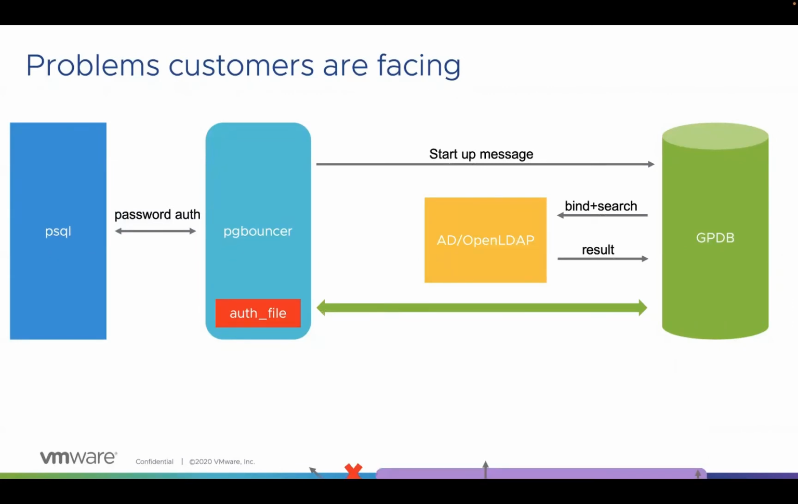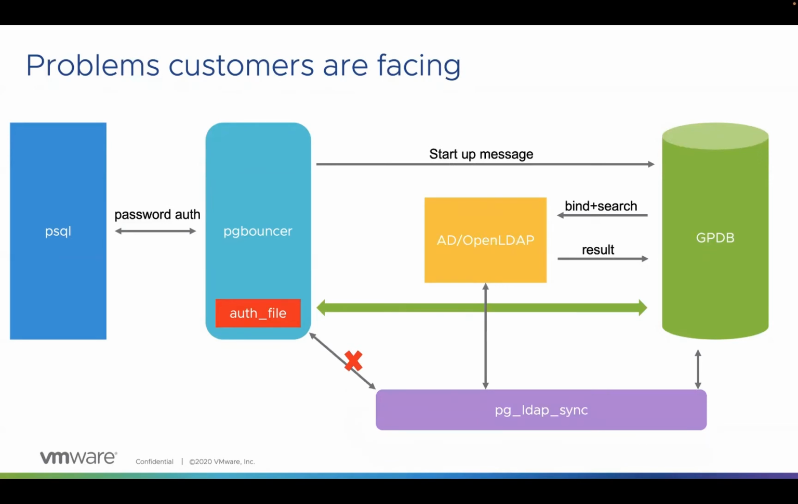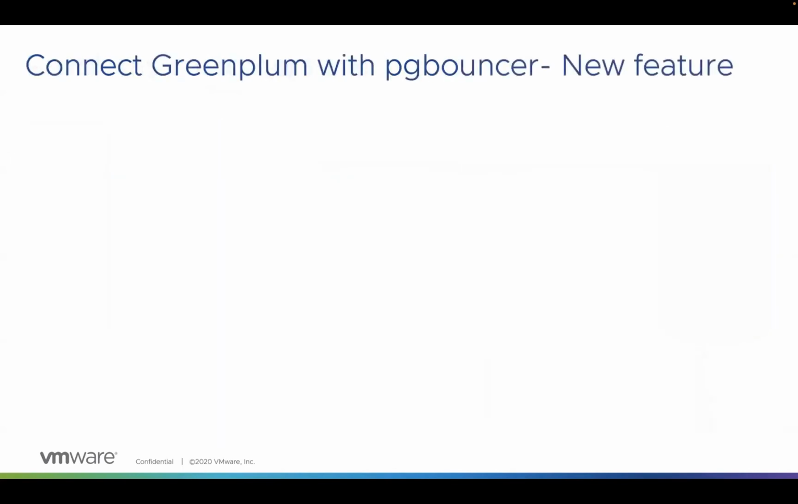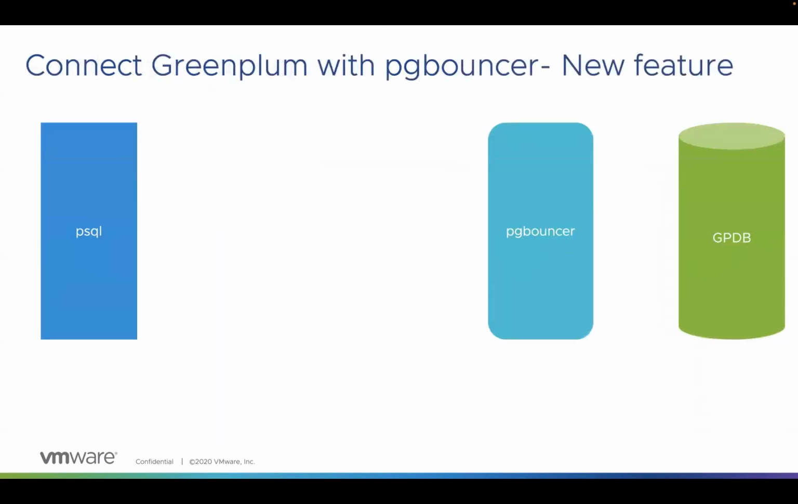In this way, when users want to use the PG LDAP sync tool, they cannot sync the auth file, which is the configuration in PgBouncer. So it is impossible for users to use PgBouncer, LDAP authentication, and PG LDAP sync tool at the same time. The new release of Greenplum 6.22 will publish a new version of PgBouncer, which supports a better way for users to use LDAP authentication in PgBouncer.